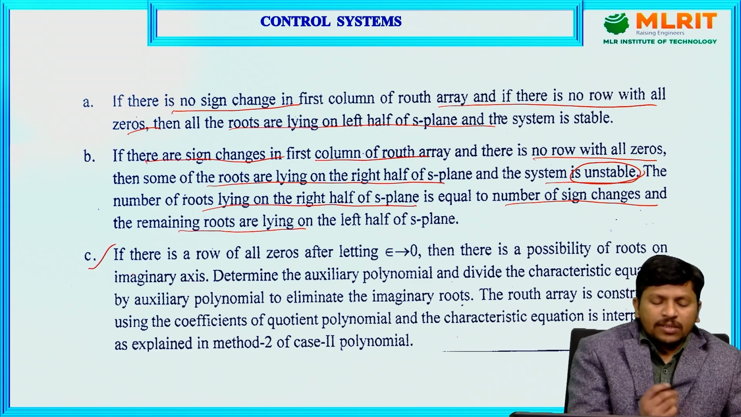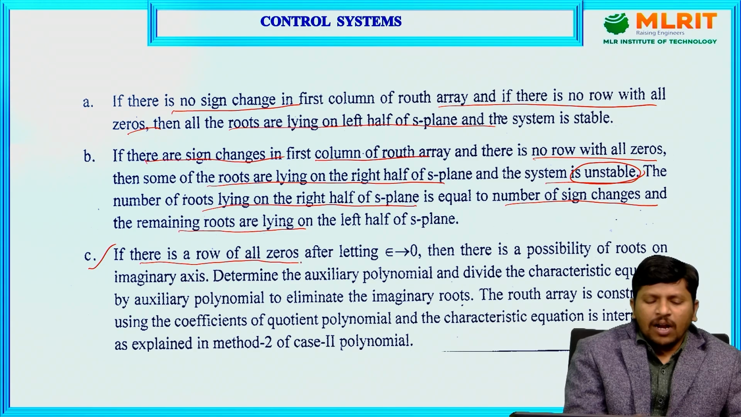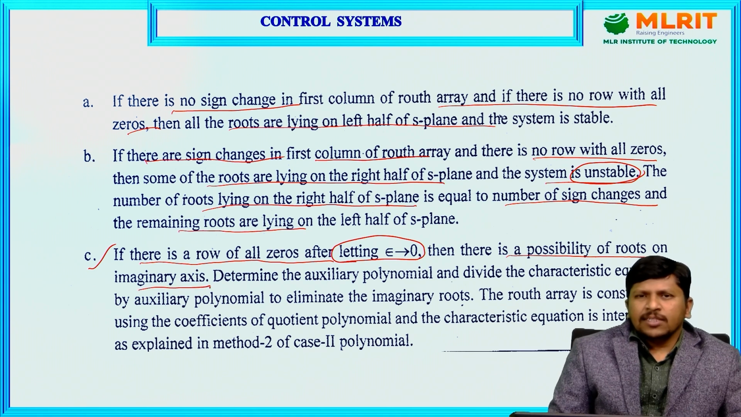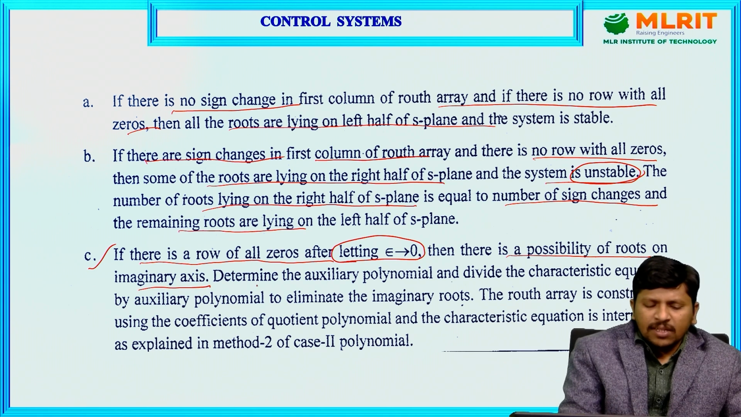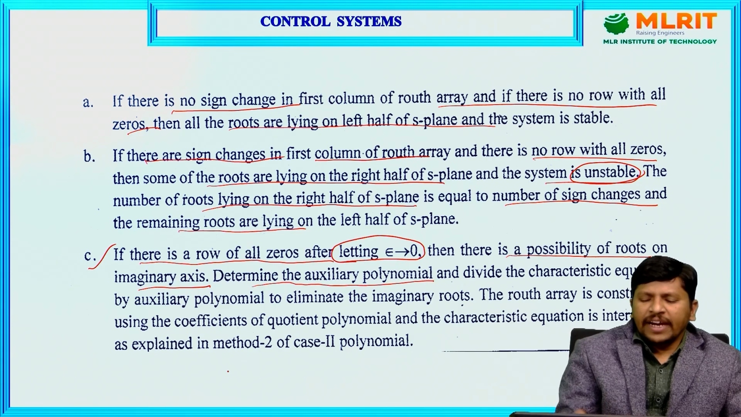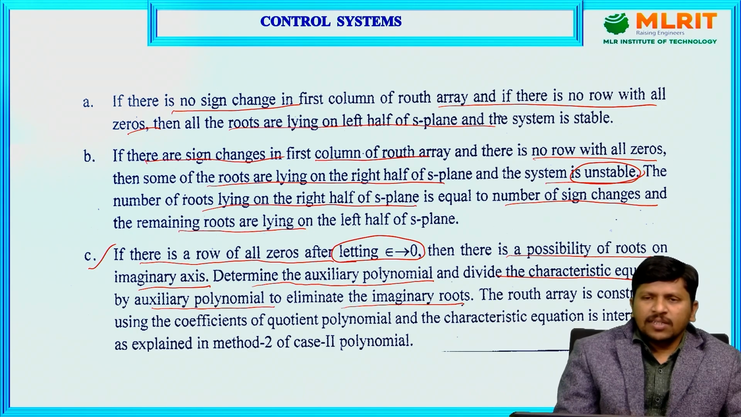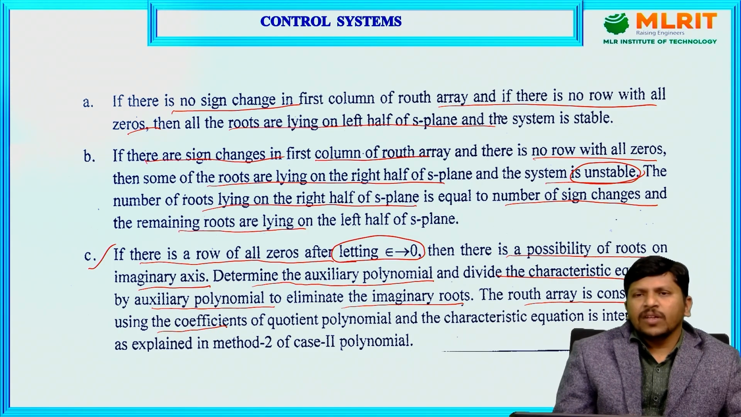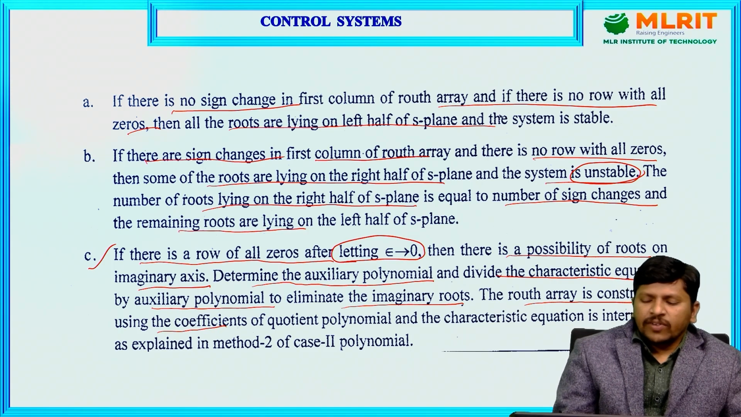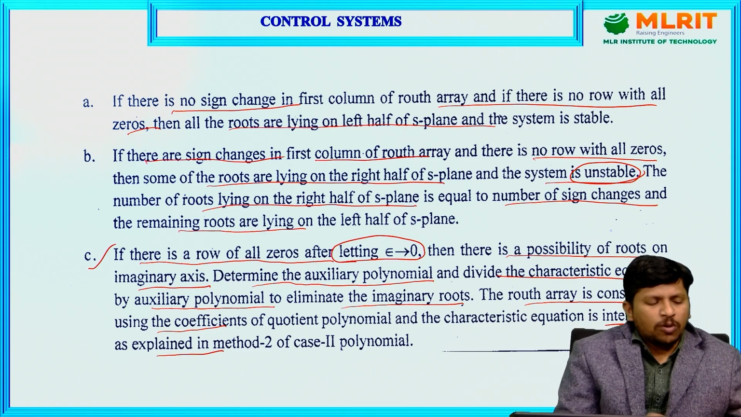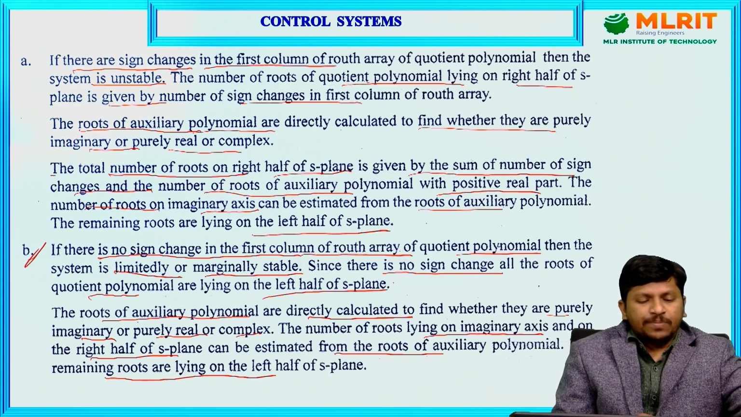For the third condition, if there is a row of all 0 after letting epsilon tend to 0, then there is a possibility of roots on the imaginary axis. If some of the roots lie on the imaginary axis, then we need to determine the auxiliary polynomial and divide the characteristic equation by the auxiliary polynomial to estimate the imaginary roots. The Routh array is constructed using the coefficients of the quotient polynomial, and the characteristic equation is interpreted as explained in method 2 of case 2.